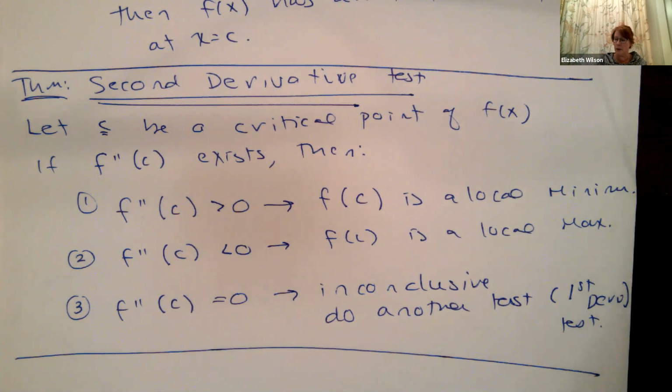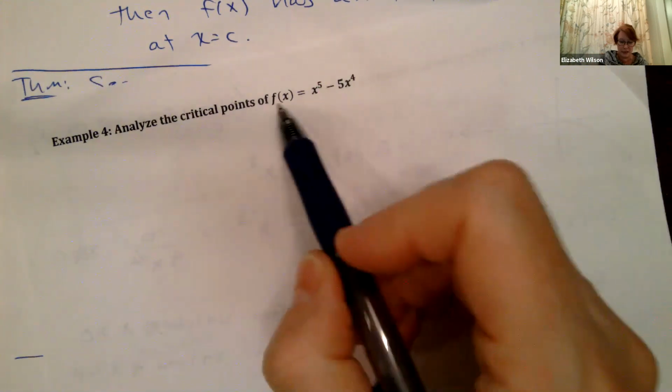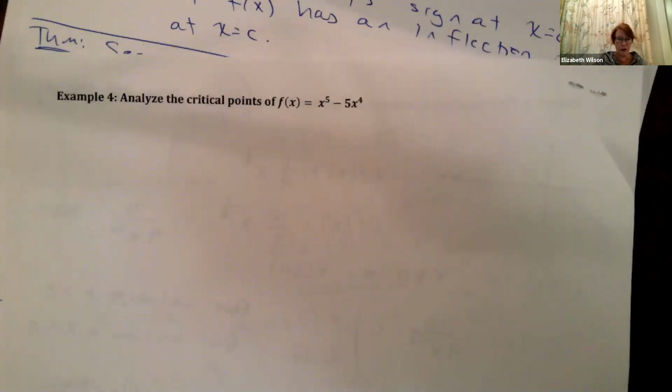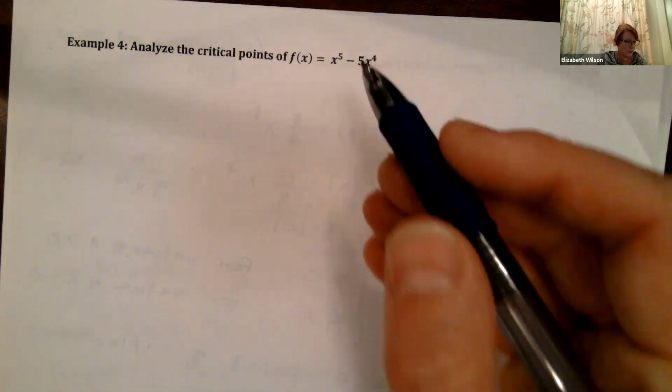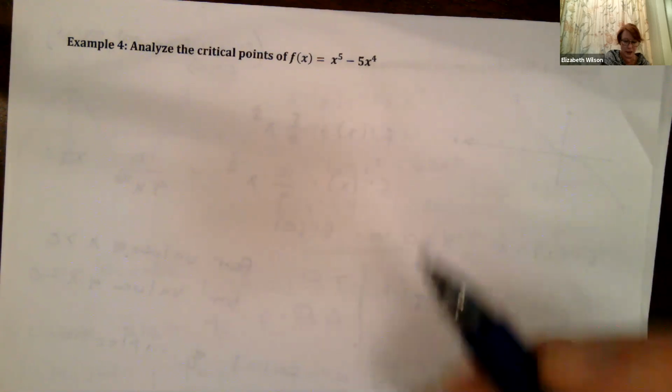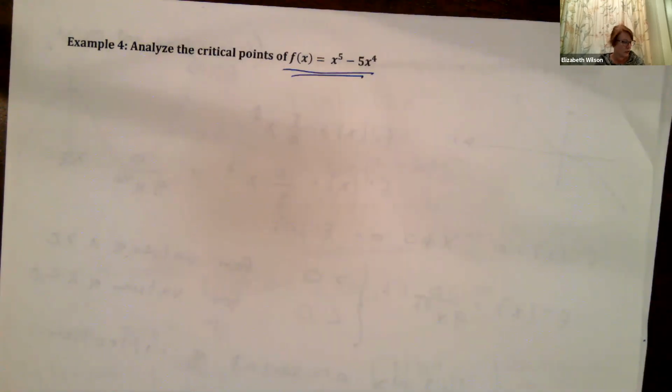Okay, so I'm looking at my lecture examples for chapter 1.6, okay? And we're going to analyze, this is example number 4. We're going to analyze the critical points of f of x equals x to the 5th minus 5x to the 4th, okay? Let's go ahead and do that.